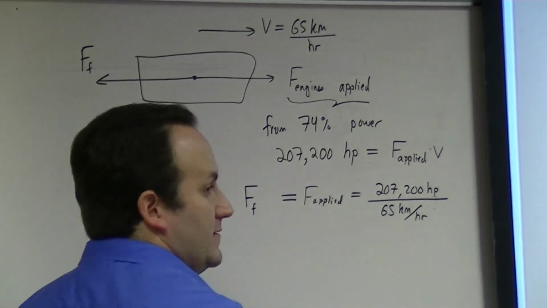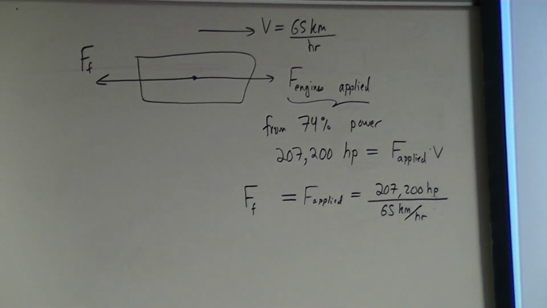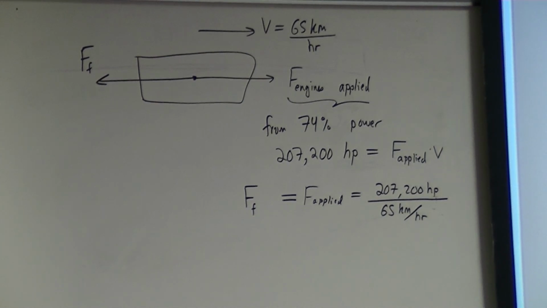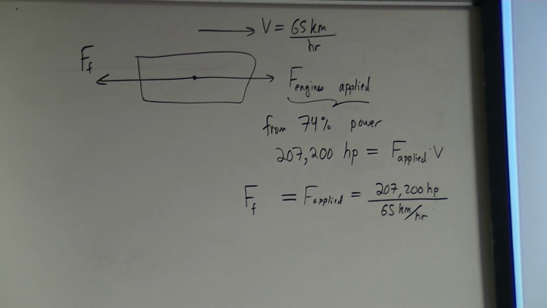Because why? Because the boat is going 65 kilometers per hour and is not accelerating. That means the engines have reached an equilibrium with the friction force of the water. It has sped up to that maximum top cruising speed, and the friction force of the water is exactly balanced by the force of the engine going forward. So the force of friction and the force of the engines actually applied to the water, the 74% of the power, are equal, right? So you just have to calculate 207,200 horsepower divided by 65 kilometers per hour. How do you do that?